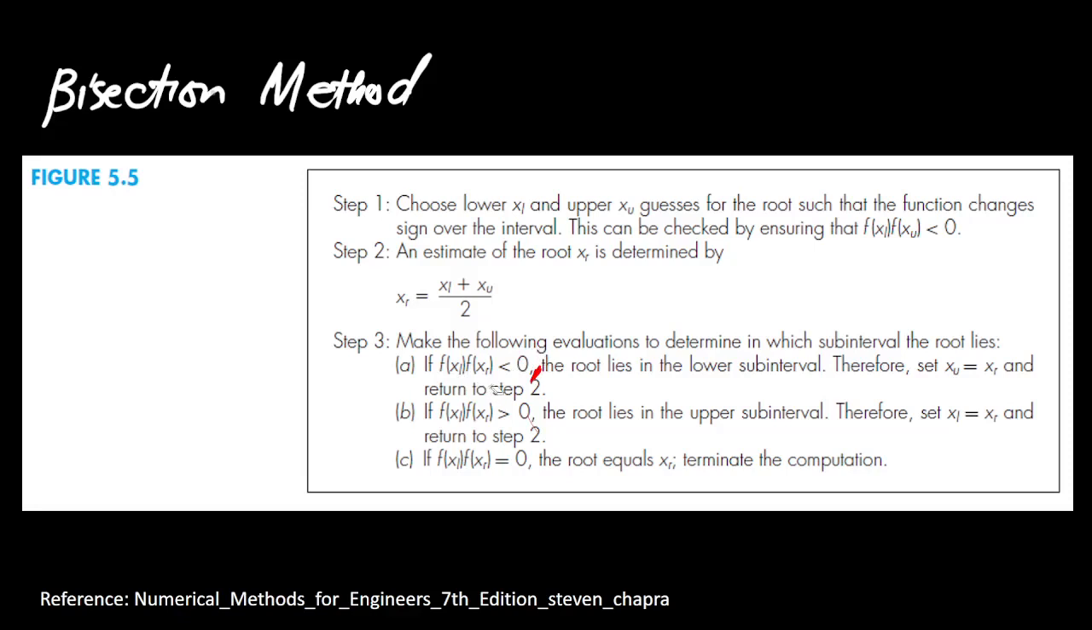If the product is lesser than 0, then the root lies in the lower subinterval, and so therefore you should replace your upper guess with the new calculated x, or the root. And if it is the opposite, if it is greater than 0, then you should be replacing the lower guess instead of the upper guess. So it's the opposite thing. If it is equal to 0, then you accidentally found the exact value of the root and you should not continue in calculation.